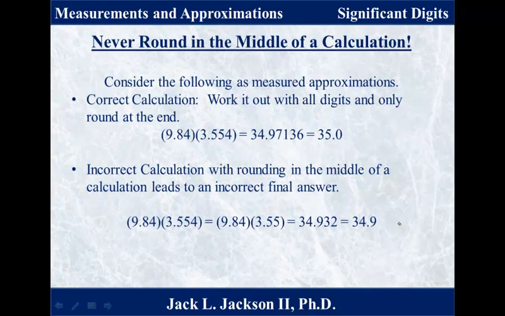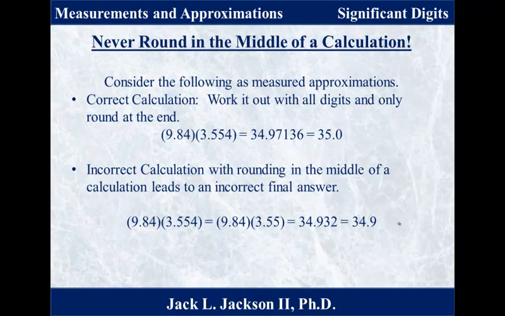So here's an illustration of that. The correct way, if you have measurements of 9.84 times 3.554, would be to multiply it all out, get the whole thing, 34.97136, and in this case we would go with 3 significant digits for our answer, and so that would be 35.0. That's the correct way.